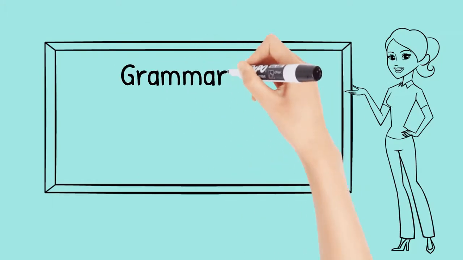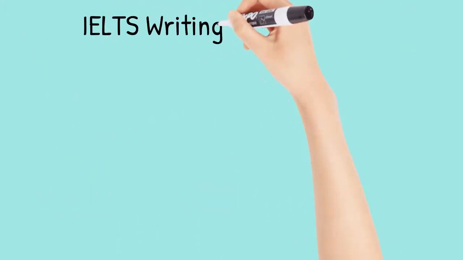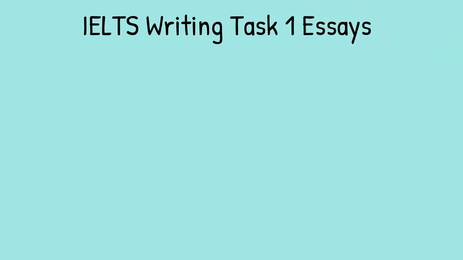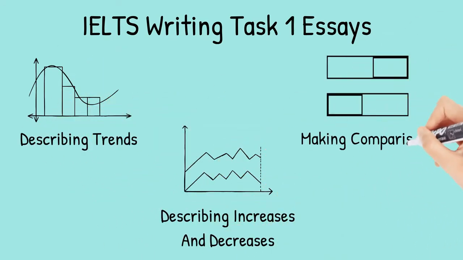In this video, we will cover grammar for IELTS Academic Writing Task 1 essays. For IELTS Writing Task 1 essays, you are required to describe the detail in a chart, graph, table, map or diagram, most especially to record changes in data. This will involve describing trends, describing increases and decreases, and making comparisons.